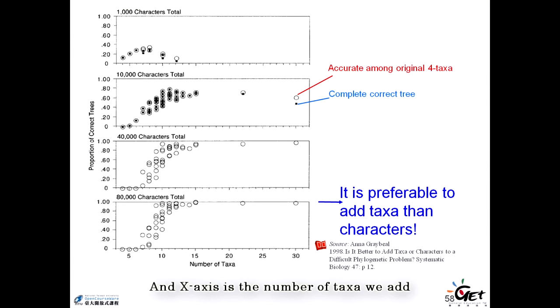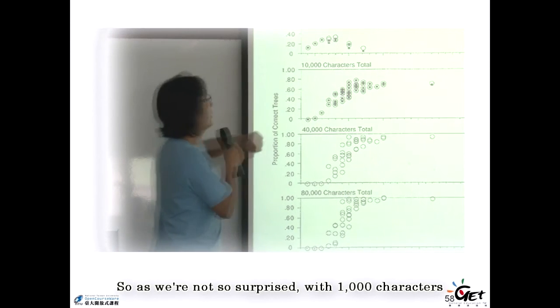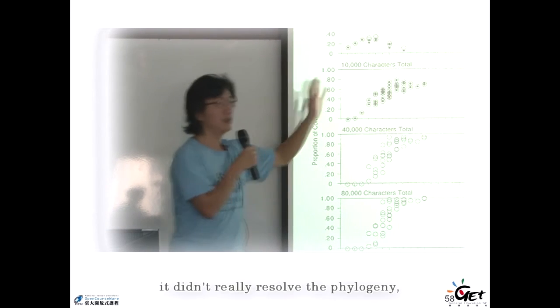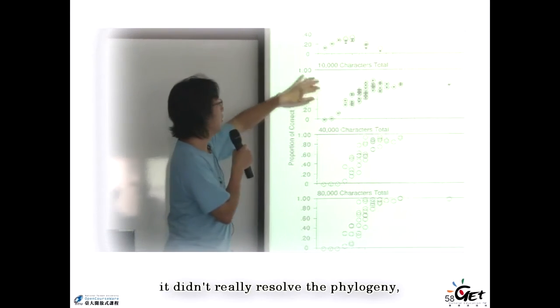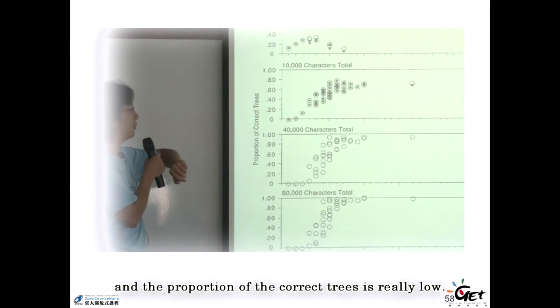The x-axis is the number of taxa we add. We want to know the performance, and the measurement is the proportion of correct trees. The y-axis is the proportion of trees that are correct, so 1.0 means totally correct. As we are not so surprised to see, with 1,000 characters, even if you add a lot of taxa, it doesn't really resolve the phylogenies, and the proportion of correct trees is really low.